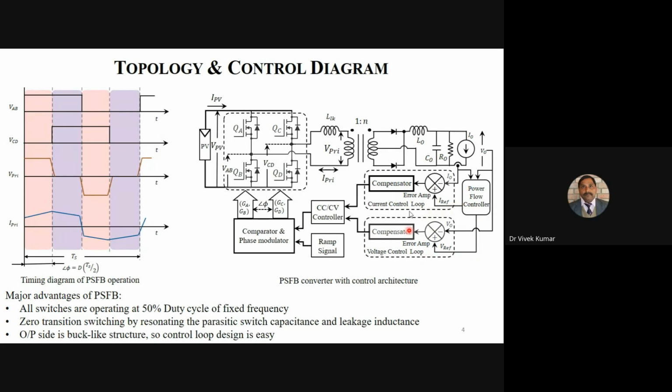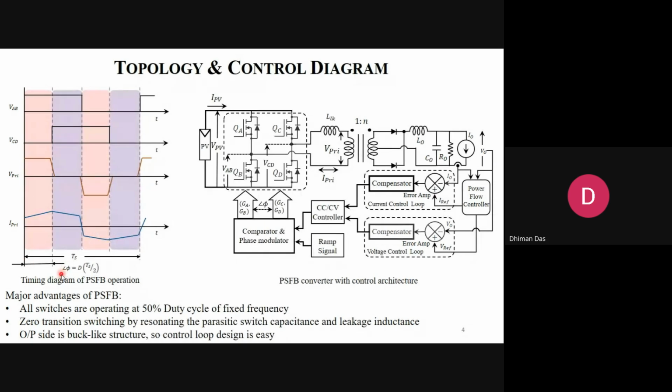Sir, why have you used a ramp signal? Ramp signal, what was the use of that? So the output of the controller is a control signal, or it is called the output of the error amplifier. With the error amplifier, you need to compare with the ramp, so that a valid duty cycle or valid phase shift is generated. I will discuss this later on. I will show the waveform.